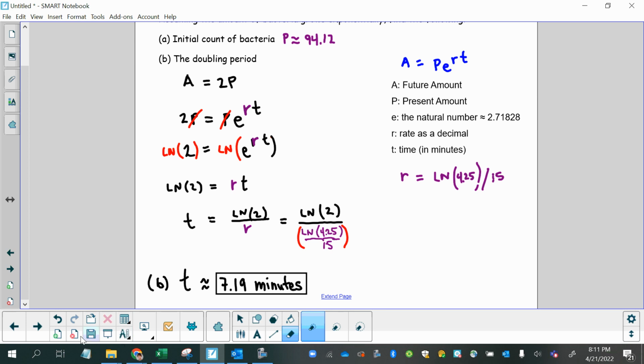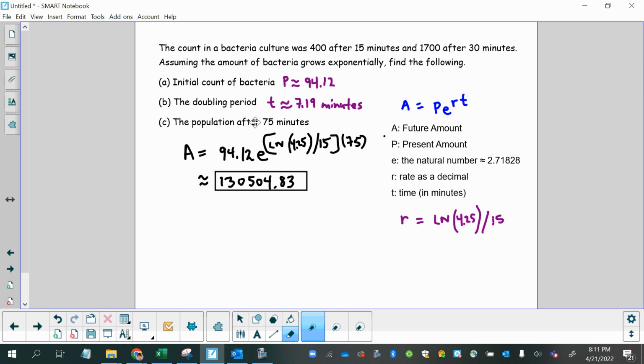That was part B. Moving on to part C, it says the population after 75 minutes. Well, now that I know the principal amount and I know what the rates are, I can plug those into this formula here and find the future amount after 75 minutes. So I've replaced the P with 94.12. I've replaced the R with natural log 4.25 divided by 15. And I replaced the T with 75 minutes and then just evaluated that with a calculator to get 130,504.83. That's part C.